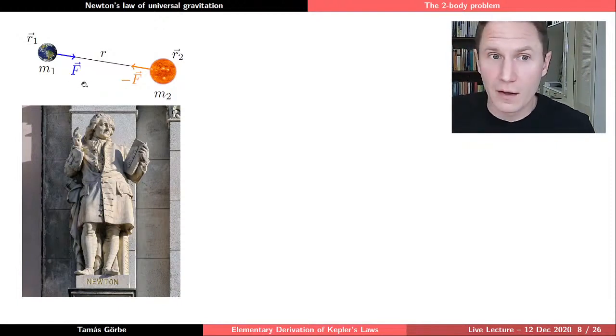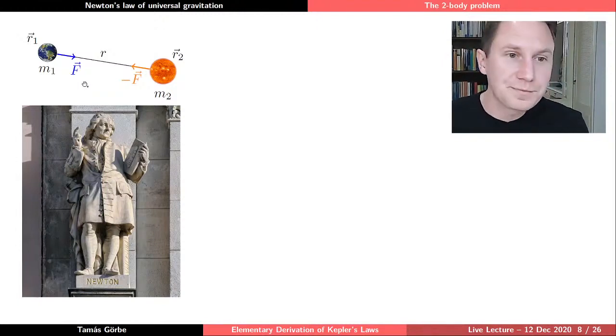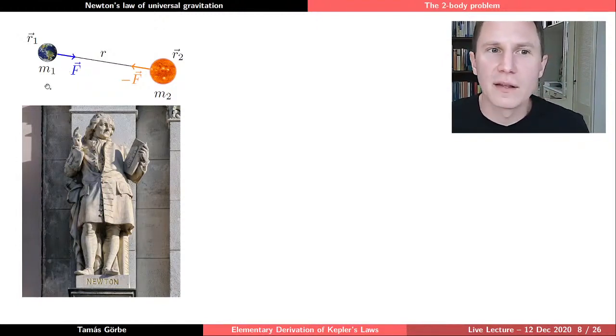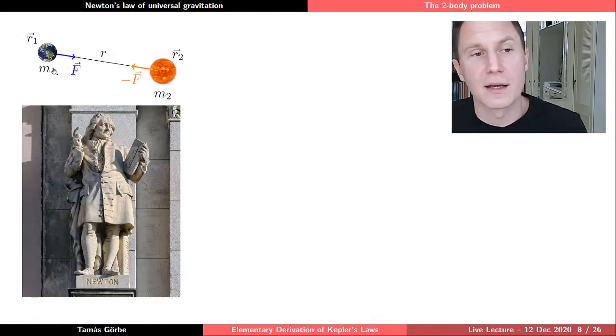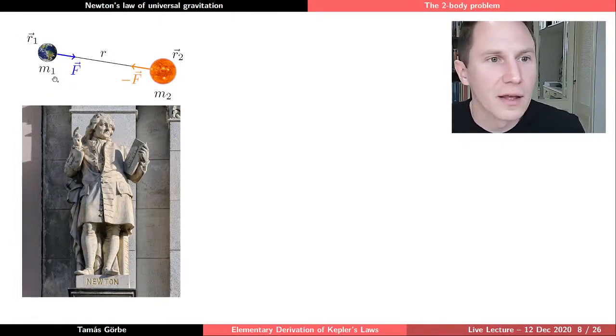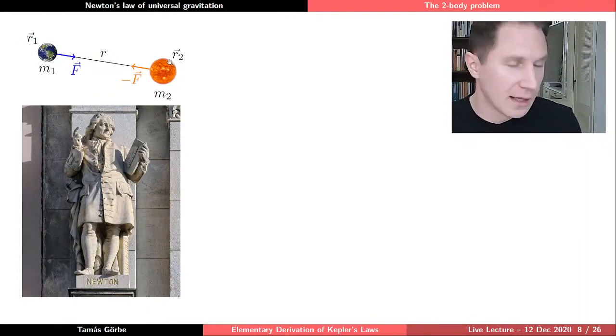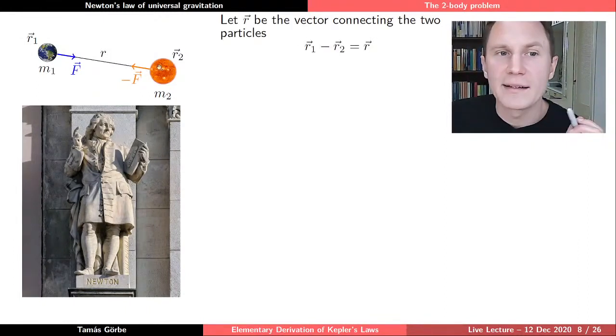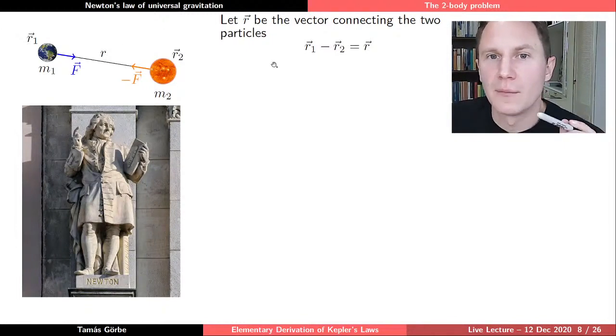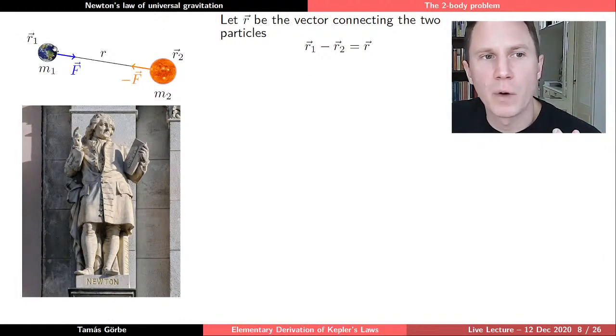So this is Newton's third law, of course. Imagine two objects, two point particles with masses m1 and m2 placed at positions r1 and r2 in 3D space, and connect these two points. Let's introduce a new vector called r, which points from m2 to m1. So this is just the difference of these two vectors.